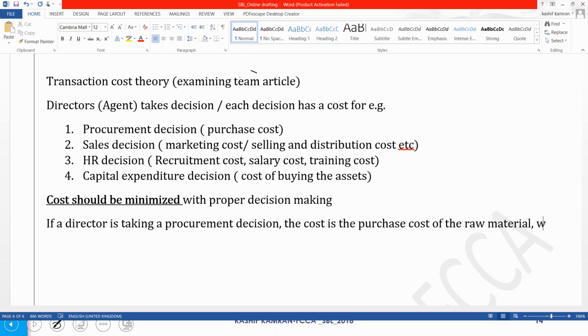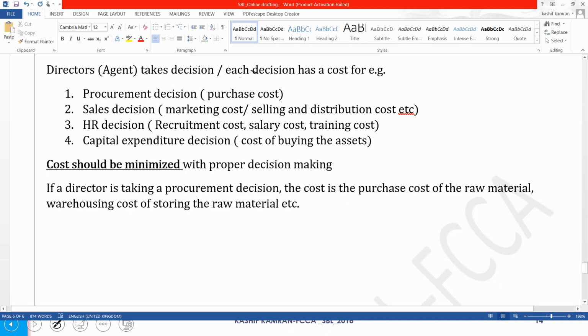The cost is the warehousing cost of storing the raw material, etc. And many other costs, right? Now, can these costs be minimized? Yes, can these costs be minimized? If yes, how? Now it's your turn.